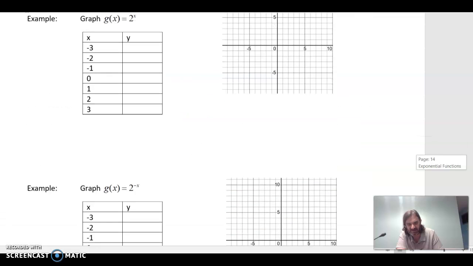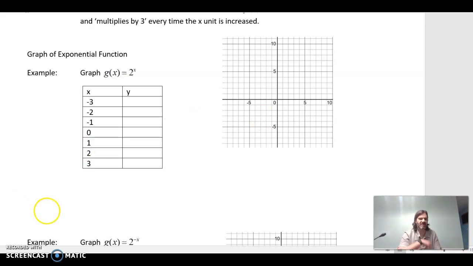Okay, so let's see here. Let's just do a quick graph of the exponential function 2 to the x, just so you can see it. So 2 to the negative 3, that's 1 over 2 to the third, so 1/8. Very small. 2 to the negative 2 is 1/4. Okay, remember what negative exponents do. They take stuff to the bottom. So let me go back. 2 to the negative 3 is the same thing as 1 over 2 to the third, and that's where the 1/8 comes from.